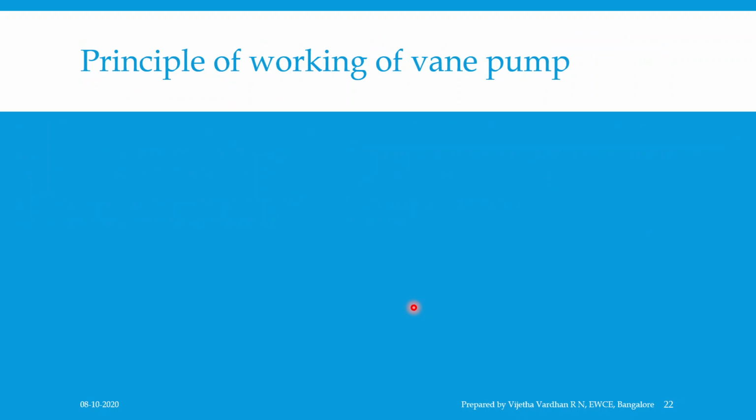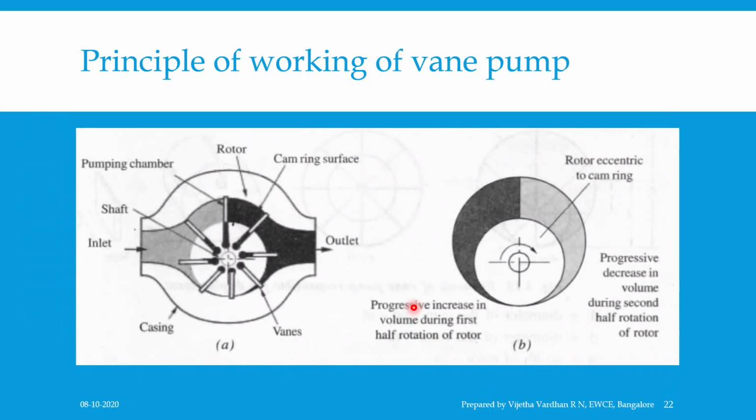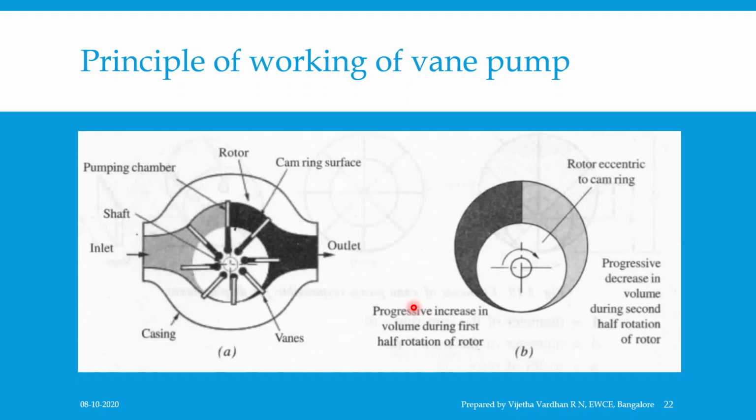Now let us understand how this vane pump will work, that is, the principle of working of a vane pump. The rotor, whose axis is positioned eccentric to the circular cam ring, rotates inside it, which you can observe in the figure. The vanes, which are free to slide radially inside their slots provided in the rotor, move outward due to centrifugal force. These vanes make contact with the inner surface of the cam ring, and a positive seal is maintained between the vanes and the cam ring.